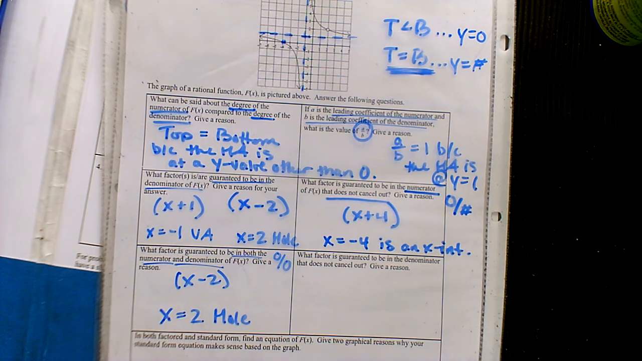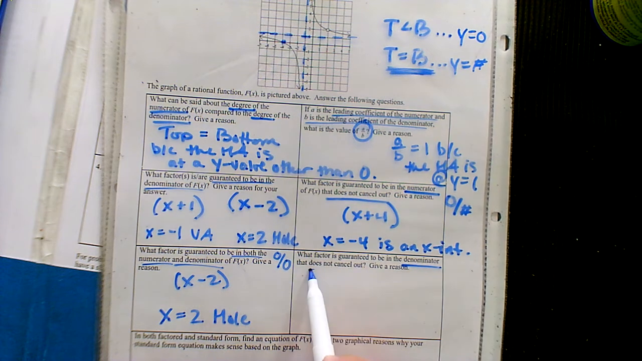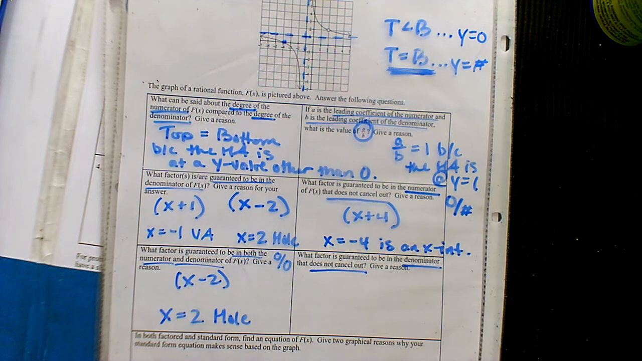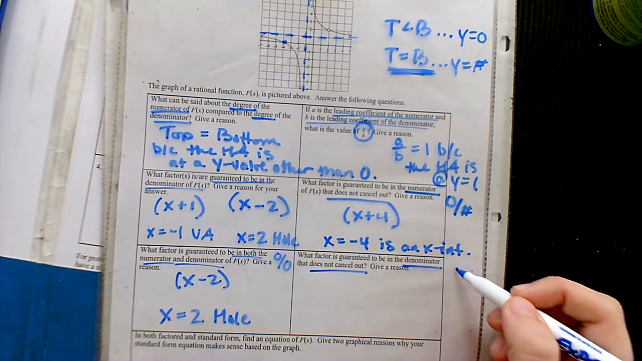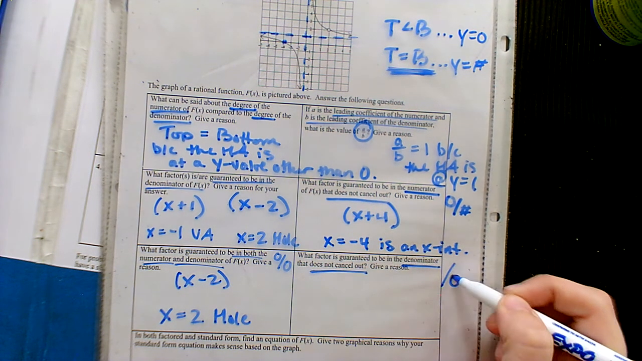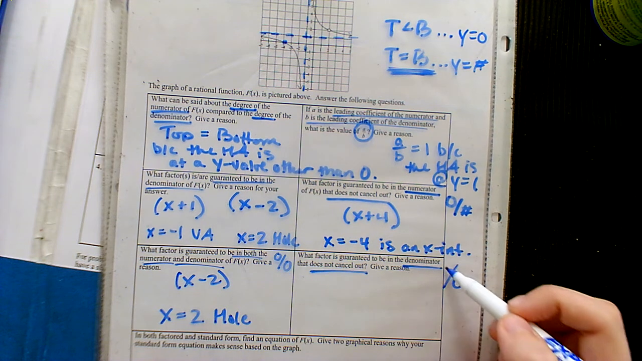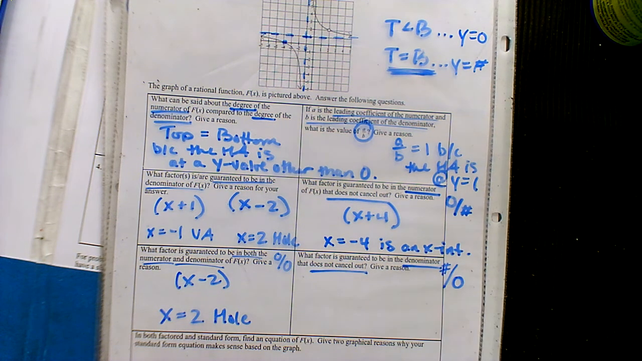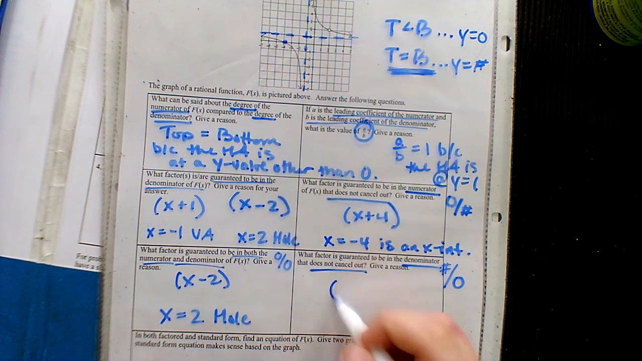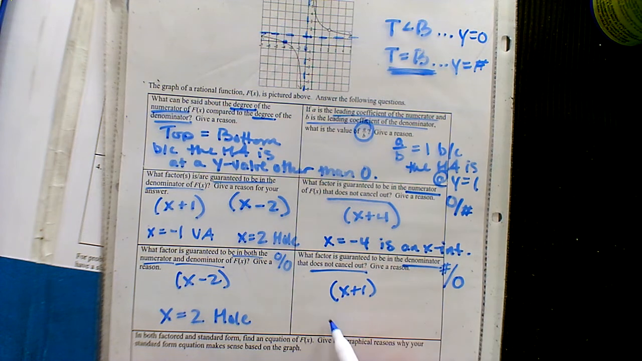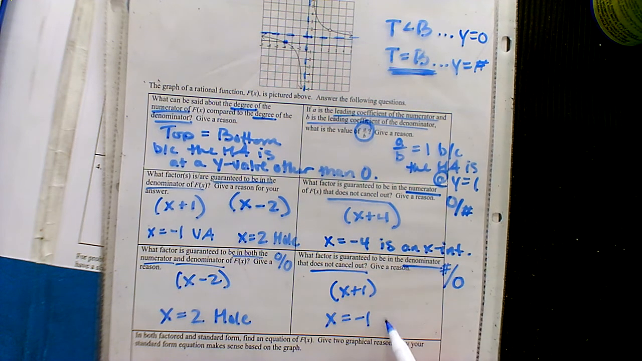Looks good. What factor is guaranteed to be in the bottom but not the top? Because it wouldn't cancel out. So if it's a factor in the bottom, it would be 0. If it's not a factor in the top, it would produce some numbered value. Go ahead, Elsie. X plus 1, how'd you get that? It's a vertical asymptote.